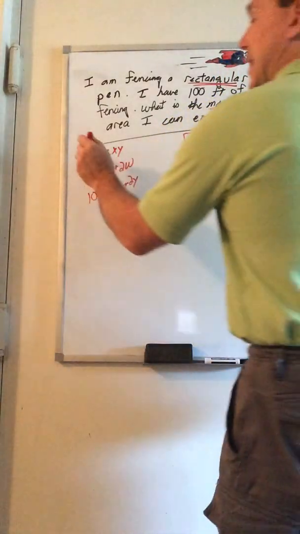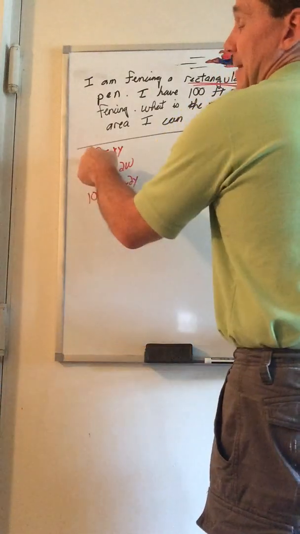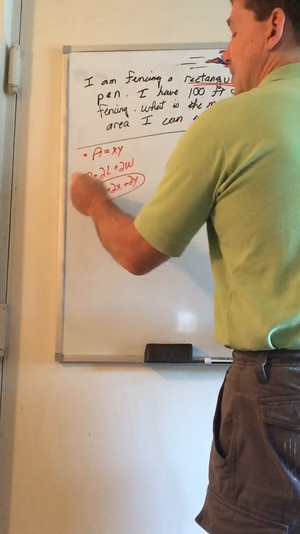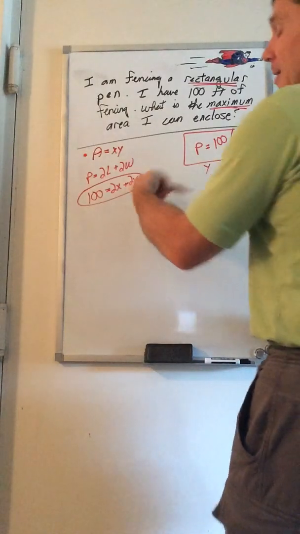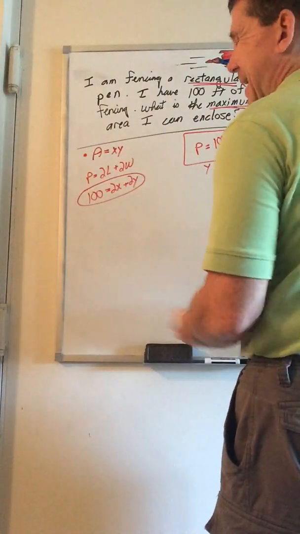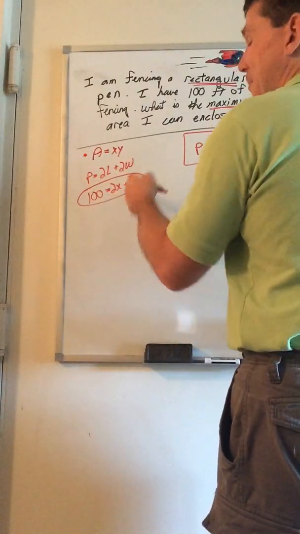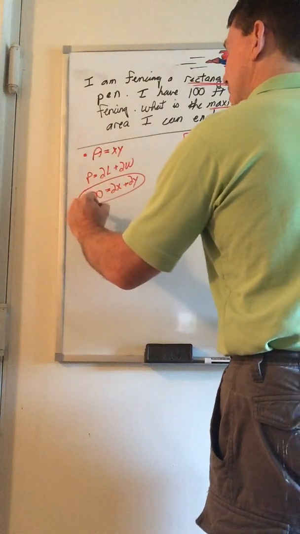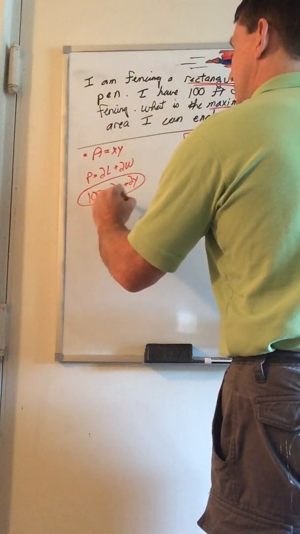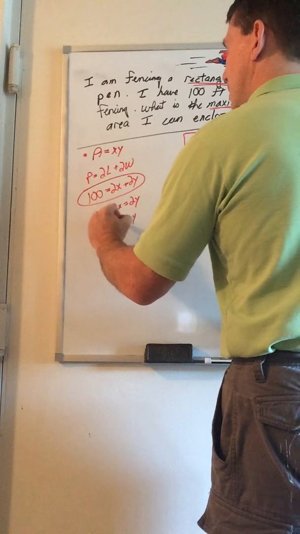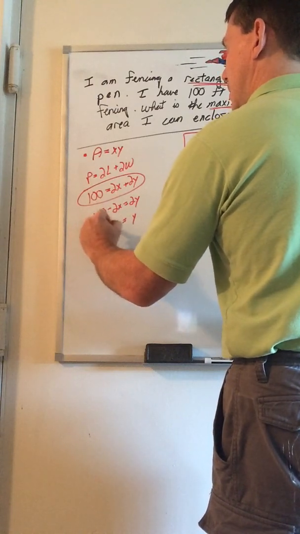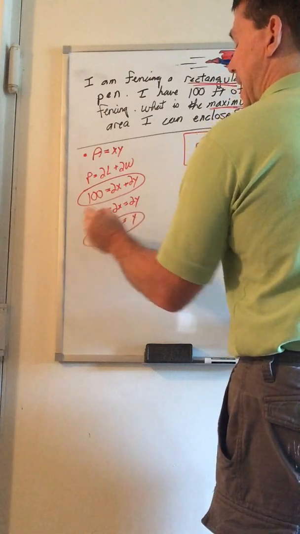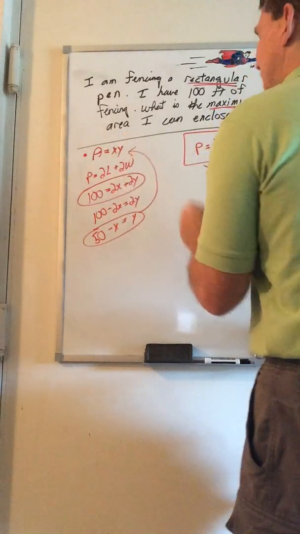And now, this is the function I care about maximizing that I'm going to differentiate. I use this to eliminate a variable there. Pick a variable to solve for. I think in the last one I solved for x, so I'll solve this one for y. Subtract the 2x. Divide by 2. Now I have my relation. Plug it in up there.